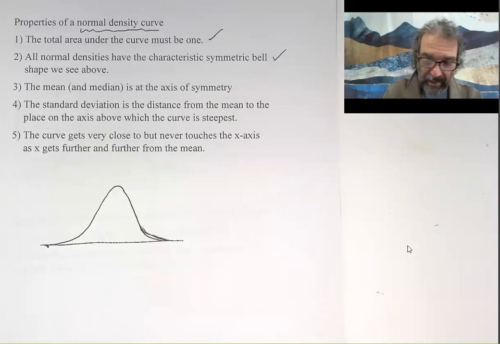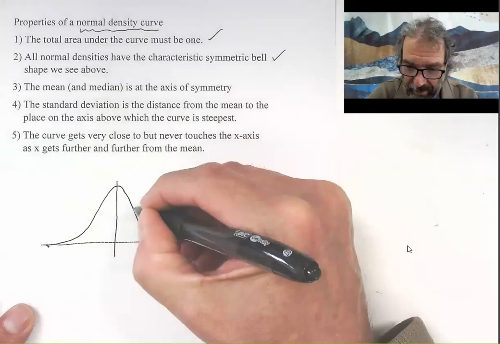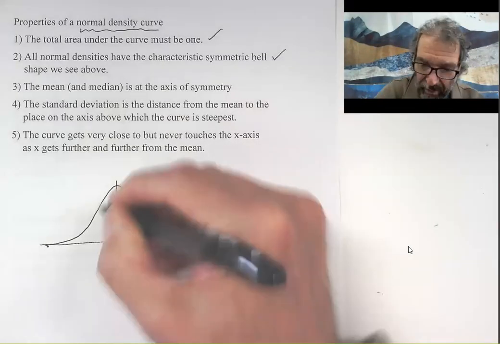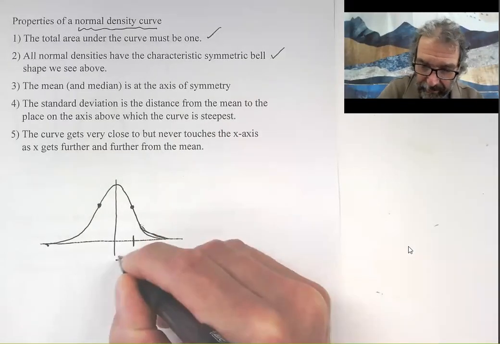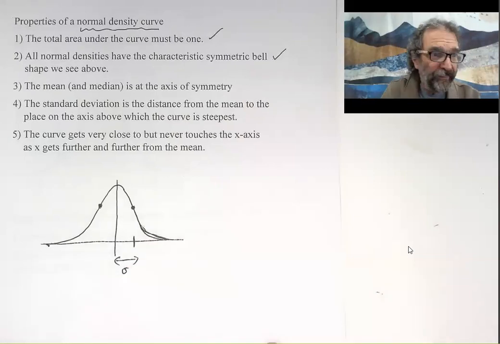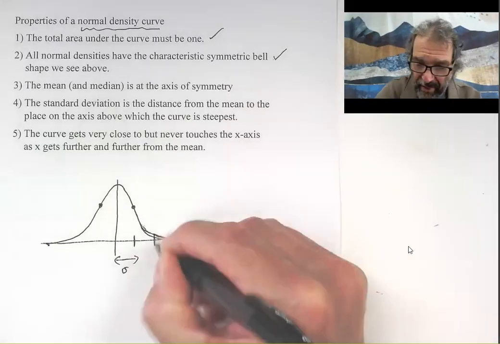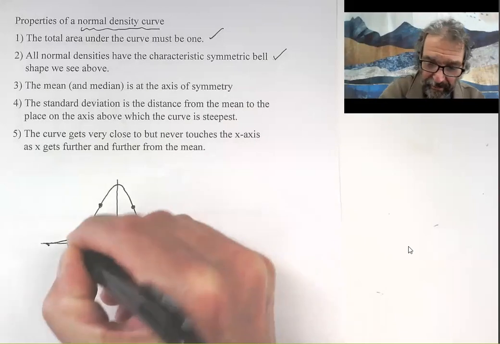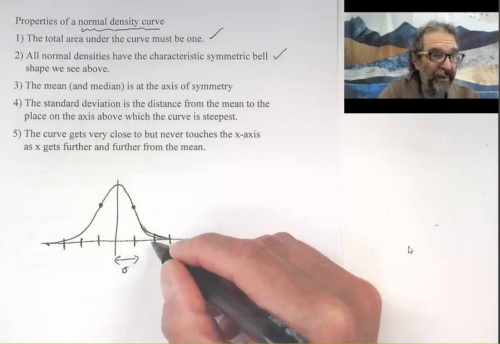And it says the standard deviation. So to get the standard deviation, you find the mean and you look at the steepest point on the curve right there, where it's going down as fast as possible or where it's going up as fast as possible. And this distance here is the standard deviation. So what that lets you do in particular is easily mark off the axis in standard deviations like that. So that's 1 sigma away, that's 2 sigma away, that's 3 sigma away.